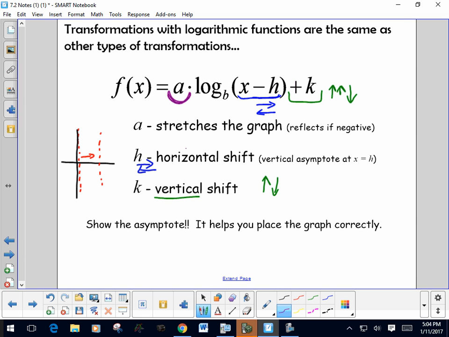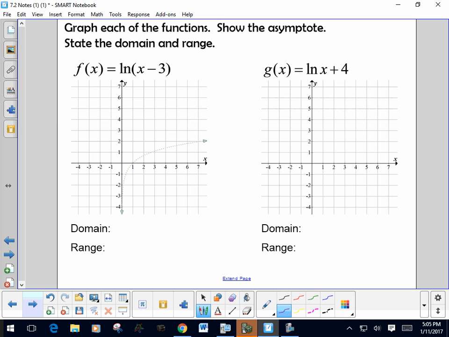And so maybe instead of growing like this, it grows a little faster because it's doubled. Or if it's negative, instead of looking like this, it would flip that shape over and it would look like this. Make sure that you show the asymptote as you're graphing. So let's look at a couple of graphs.